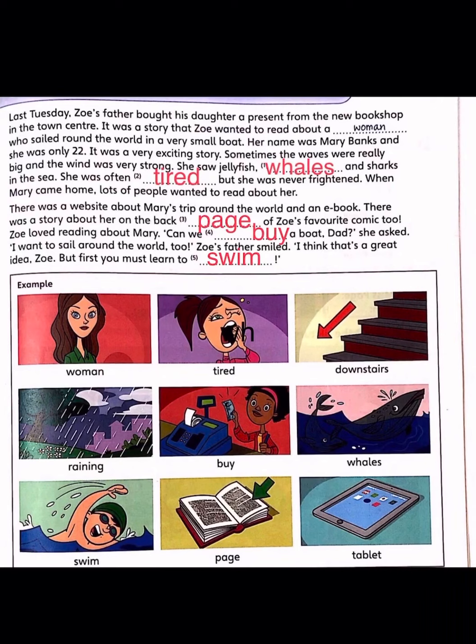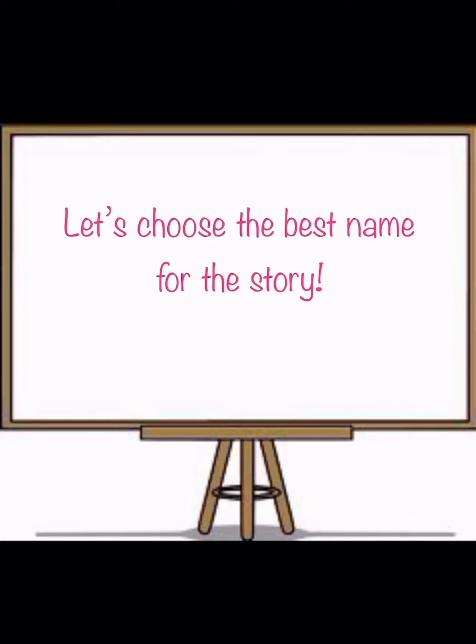It's very important to know what is the nature of the word that we need. Is it a noun, a verb, or an adjective, and so on. Because this is the key and it helps a lot. Okay, now you take the correction of the missing words. If you have finished, we're going to continue with the second part of the question related to this exercise, which is about choosing the best name for the story. So let's choose the best name for this story of Mary Banks.